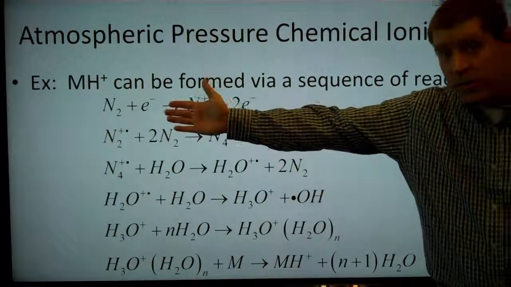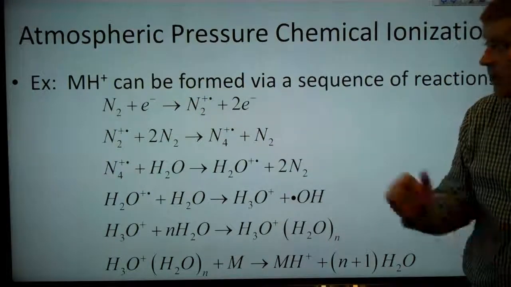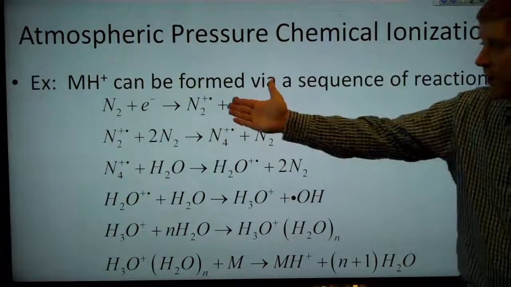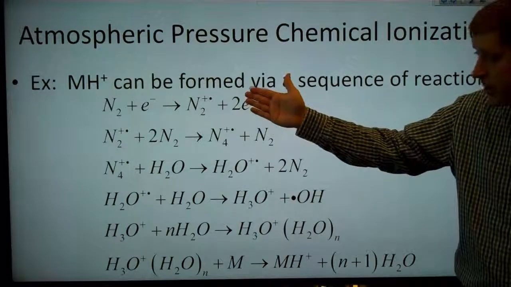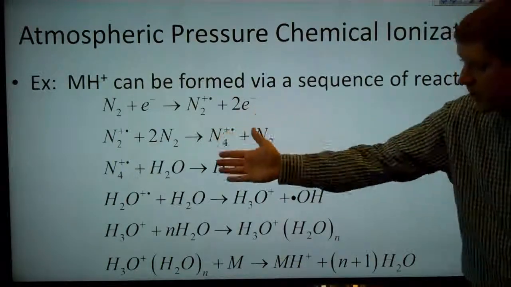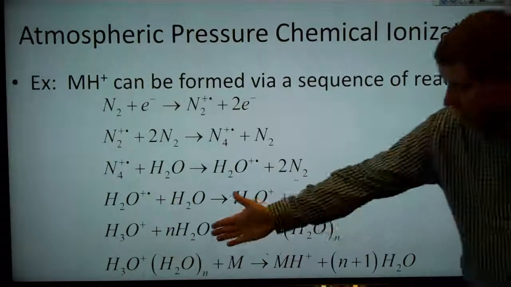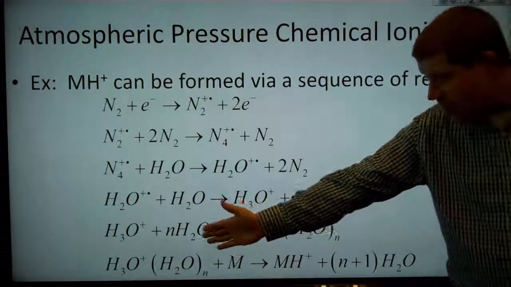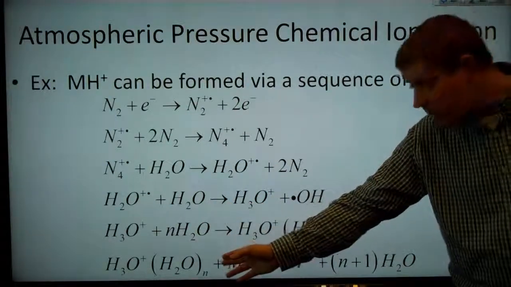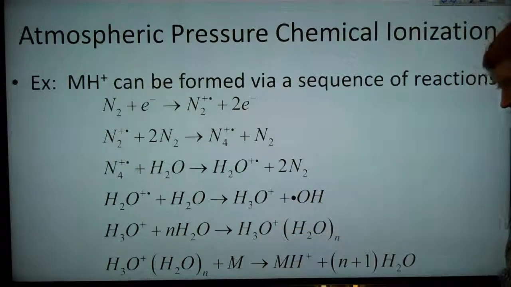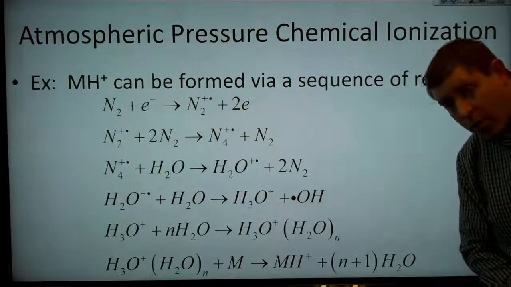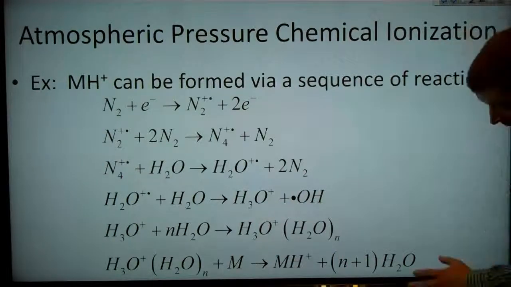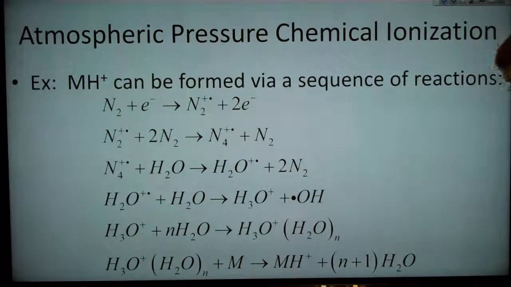If we have a nitrogen molecule, an electron may stimulate the emission of a second electron that then gives us a radical with a +1 charge. That can then react, and we go through a series of reactions, and we eventually end up with a proton surrounded by a number of water molecules that then reacts with our analyte M. That gives us our protonated M species and some number of water molecules back.